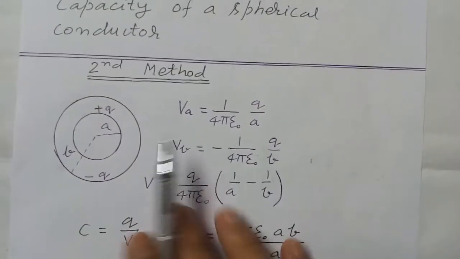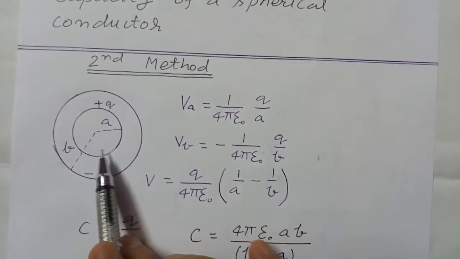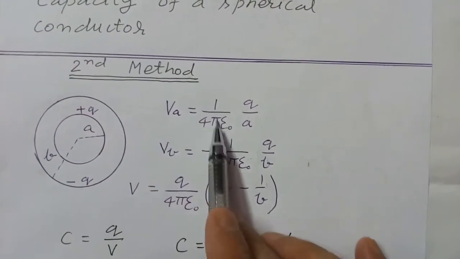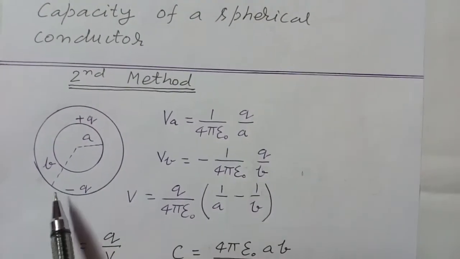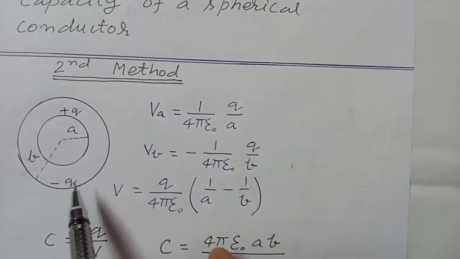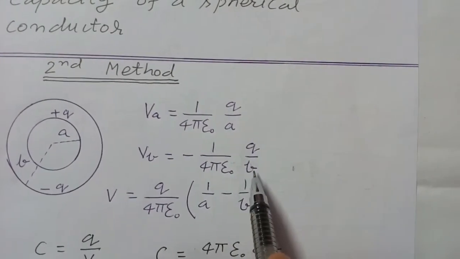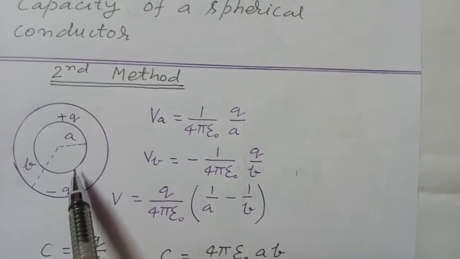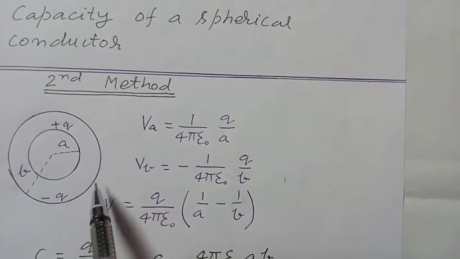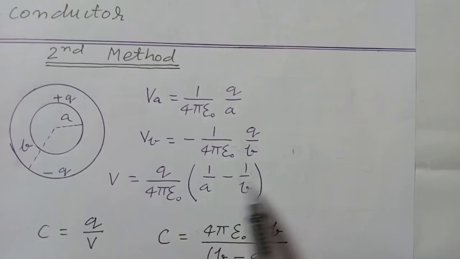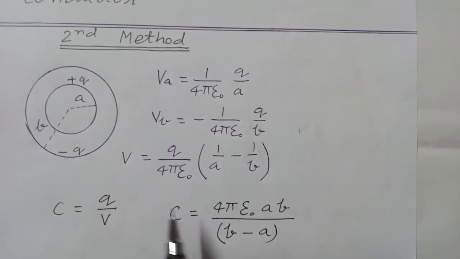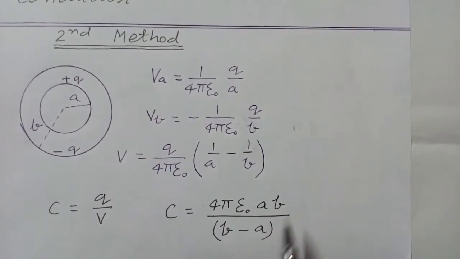Here is one more method. We know that if the charge on a conducting sphere of radius A is plus q, then the potential on its surface VA is equal to 1 upon 4 pi epsilon naught q by A. Now the potential due to a sphere of radius B when the charge is minus q, VB is equal to minus 1 upon 4 pi epsilon naught q by B. So the potential difference between the surfaces of the inner small sphere and the bigger sphere, V, is equal to q upon 4 pi epsilon naught, 1 upon A minus 1 by B. Now C is equal to q by V. So solve it. C will be equal to 4 pi epsilon naught AB upon B minus A.